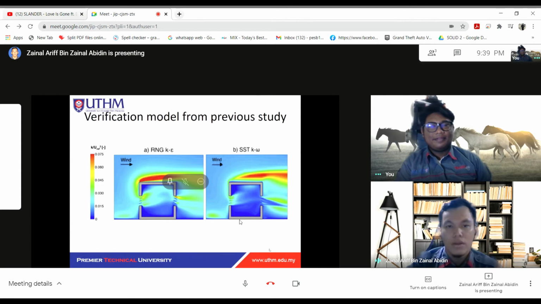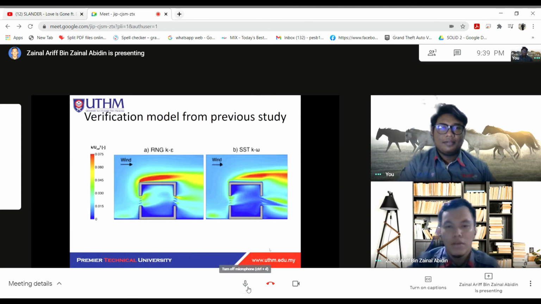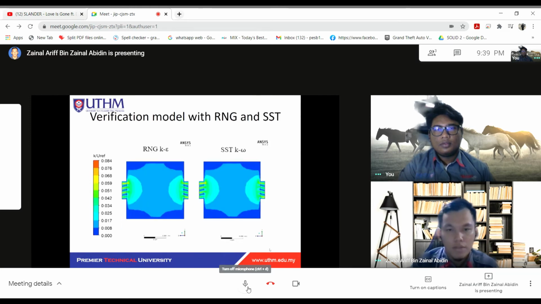And next, for the verification model, which is from the previous study. Based on the previous study, we chose the RNG k-epsilon and SST k-omega models to verify our method. Based on the verification method, we found an error of 10.7%. The error obtained is for both RNG k-epsilon and SST k-omega.